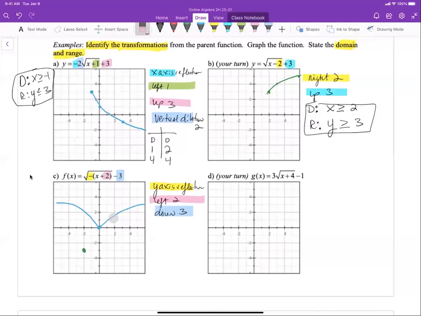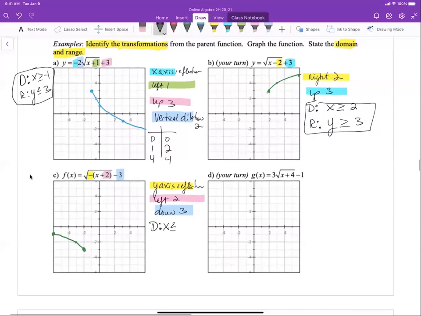So we are going to go to the left. And I do not have a vertical dilation, so I'm going to go over 1, up 1, over 4, up 2. 1, 2, there we go. Yep, and this is what my graph would look like. Now I have to state my domain and range. What is my domain? Those are my x values. x is less than or equal to -2. And my range, which is my y, is greater than or equal to -3.